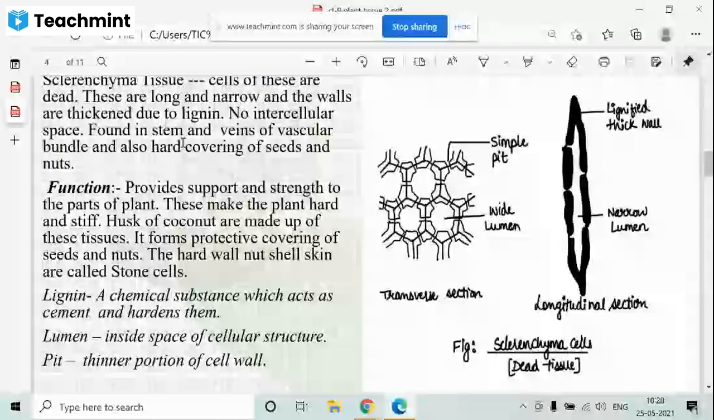Then the third one is sclerenchyma. They are also hard tissues. Okay, mainly deposition of lignin. The lignin is a chemical substance which acts as a cement and hardens them. Lumen is the space between them, and the pit is the thin cell wall.